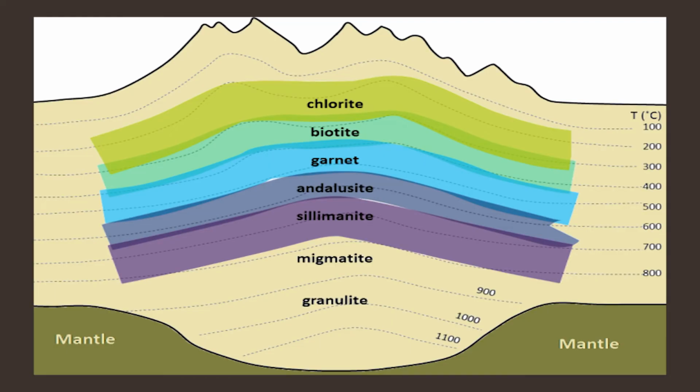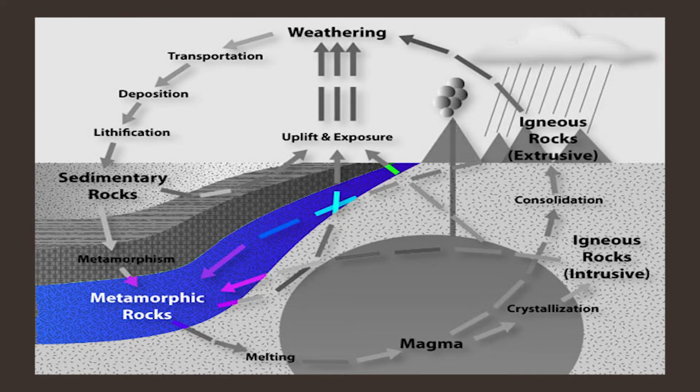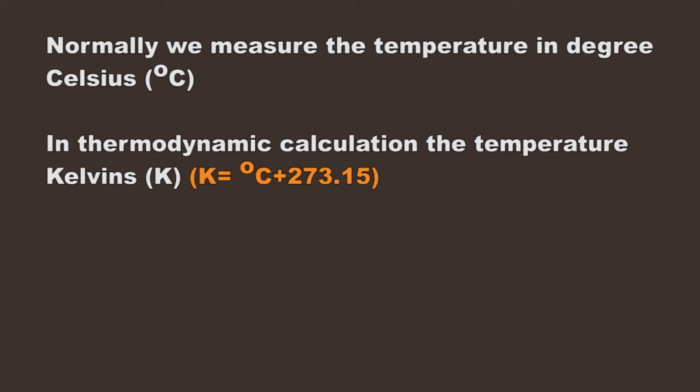Temperature plays a very important role during the process of metamorphism. Changes in temperature are probably the most common cause of metamorphism. Normally, we measure temperature in degrees Celsius, and in thermodynamic calculations, the temperature in Kelvin, K, equals 0 degrees centigrade plus 273.15.